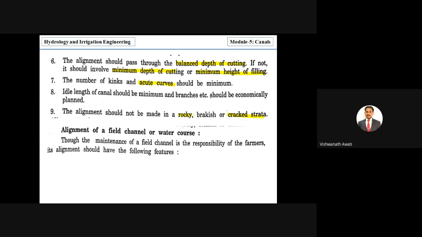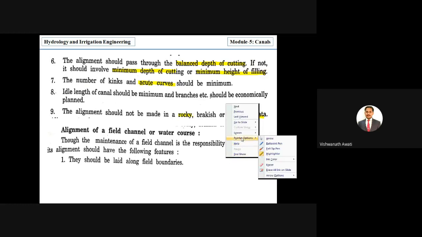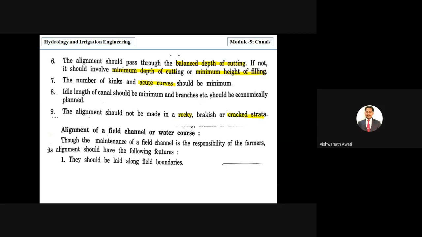Its alignment should have the following features. Whenever we are aligning water courses or field channels, we have to take care of a few points. First, they should be laid along the field boundaries. If it is agriculture land, there will be the boundary of each farmer. For example, if I take a diagram of fields with property boundaries, here is the property of one farmer and here is the property of a second farmer. Then the canal should be aligned on the boundary of the farmers. So here you can supply water, and here also you can supply water.